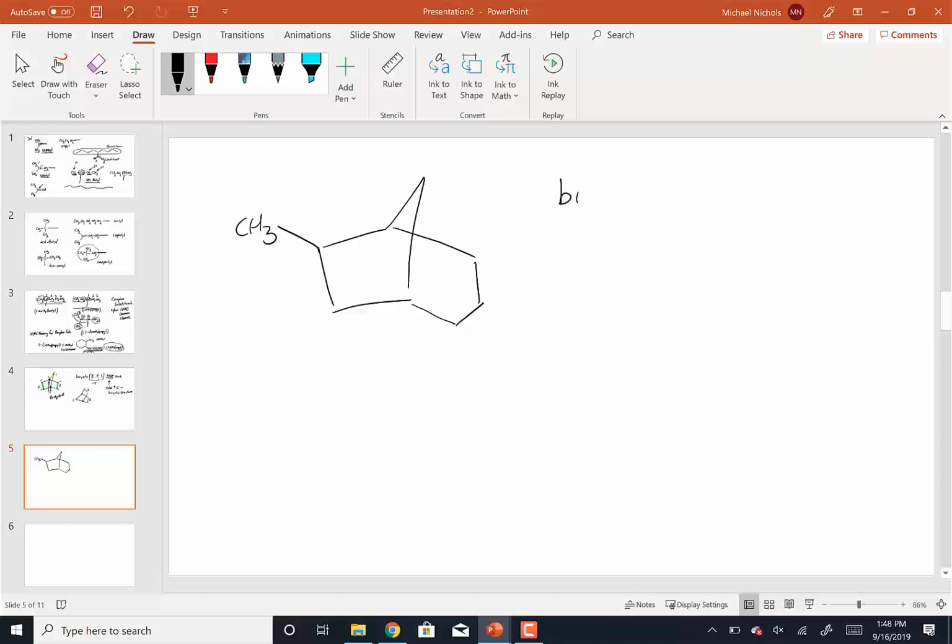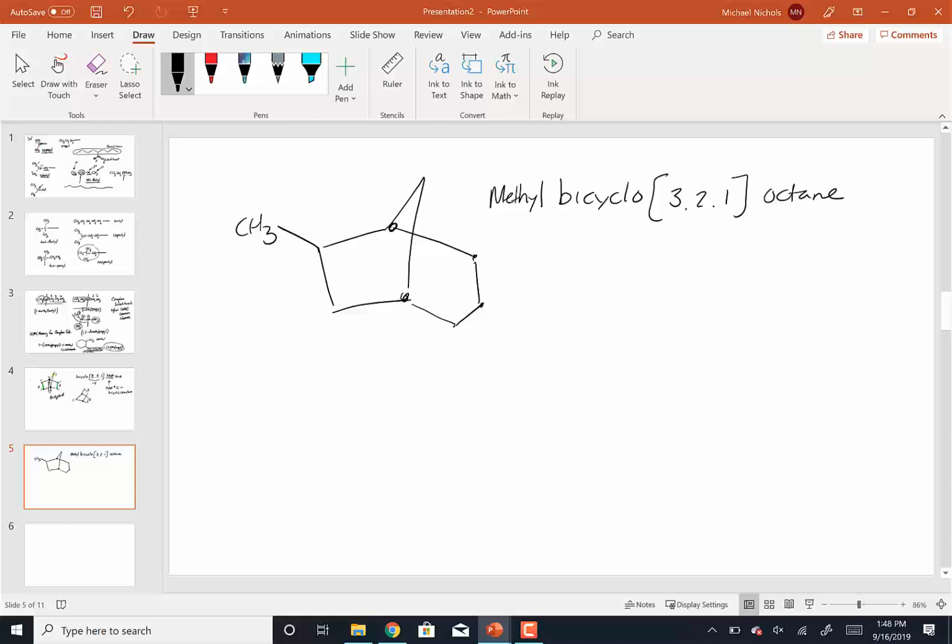So, bicyclo bracket 3,2,1 bracket, that's 6, octane, because I have to add 2 on for the bridgeheads. So here are my bridgeheads. This is a bicyclo 321 octane. This is a methyl bicyclo 321 octane. The question is, what number goes with the methyl?